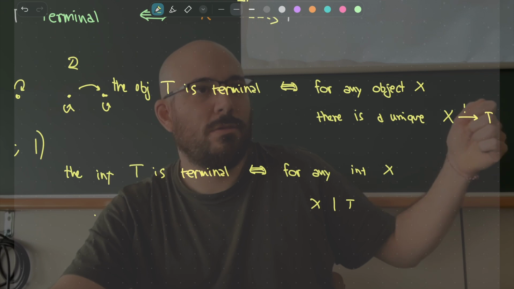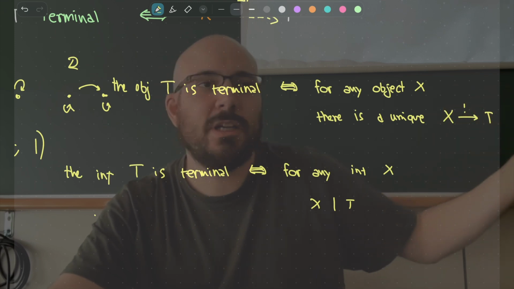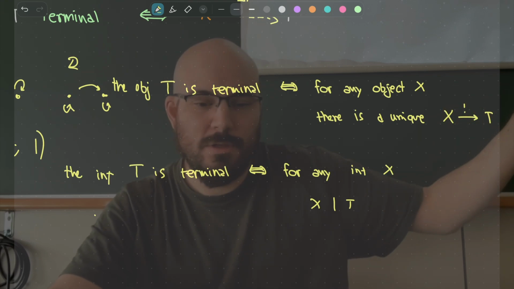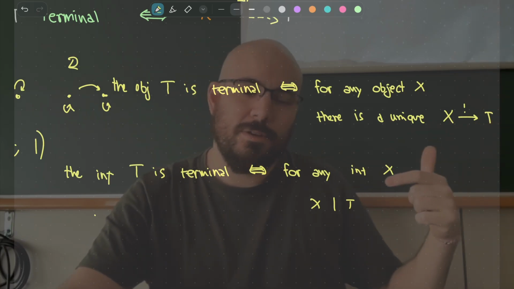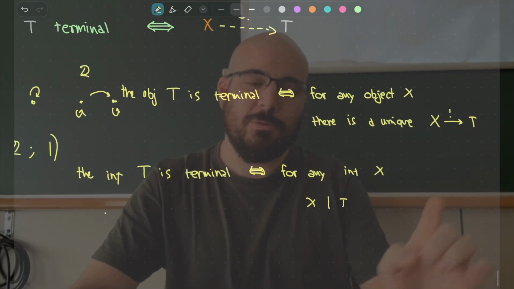Right? So now maybe I can see it. What is the terminal object in this category? Yes, it's the 0. Okay? And if... very good question.